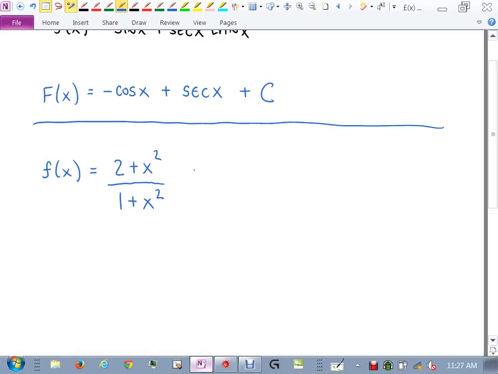Could you do this, though? Could you go 2 over 1 plus x squared plus x squared over 1 plus x squared? Is that allowed? Yes, because now you are splitting it into two fractions, but you're keeping the entire denominator there. So that's okay, but is that helpful? Well, I don't know, is it?